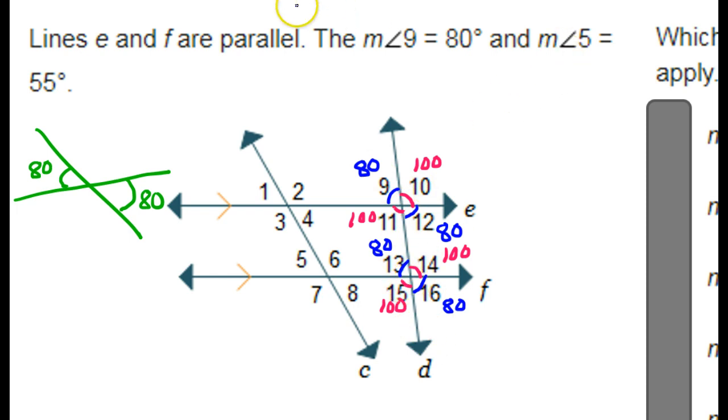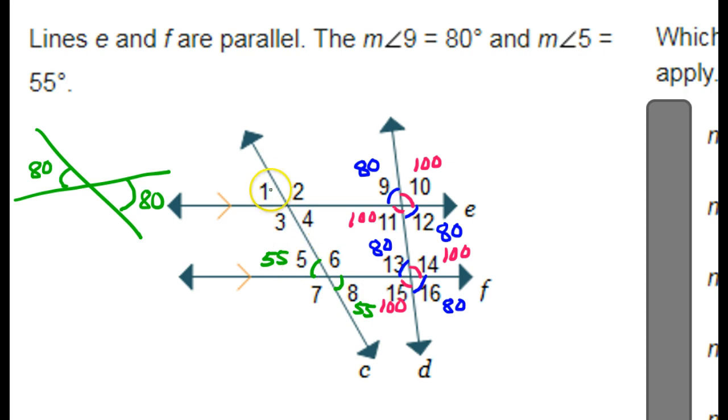Similarly, we are told that the measure of angle 5 is 55 degrees. So this is 55 degrees right here. Now, vertical angles are equal, so that means this angle 8 is also 55. So let's fill that in.